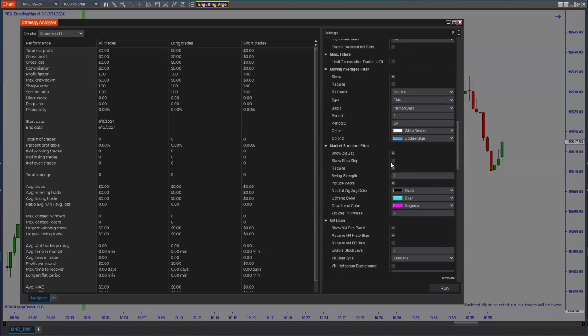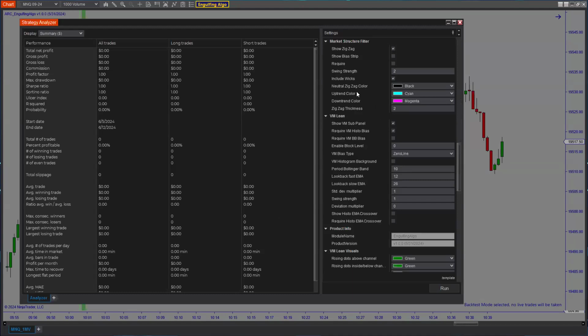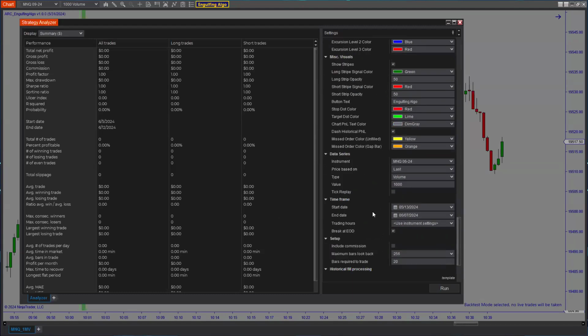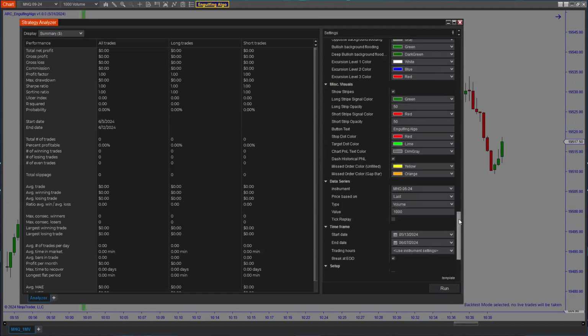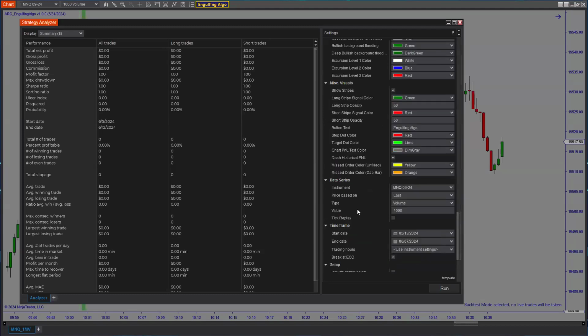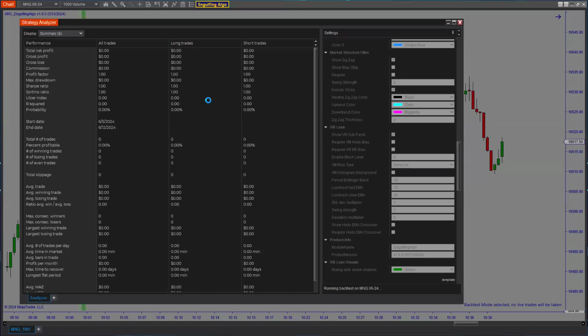But I'm going to show the EMAs and I'm going to show the structure, but I'm not going to require it. And then I'm going to show the VM panel for momentum. I think you're requiring VM. Is it? I think I went by really fast. Yep, there it is. Let's turn it off, and then I may turn it back on. Let's see what it looks like.